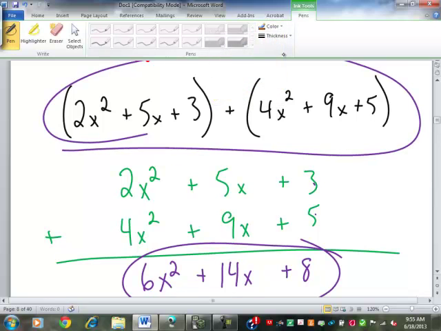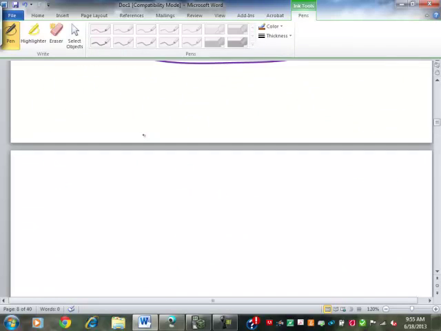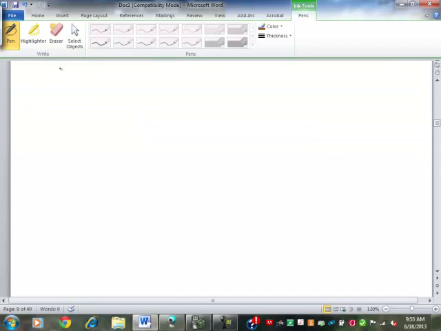Where it gets a little trickier is, remember, each digit can be positive or negative in an algebraic number. So we can run into this.